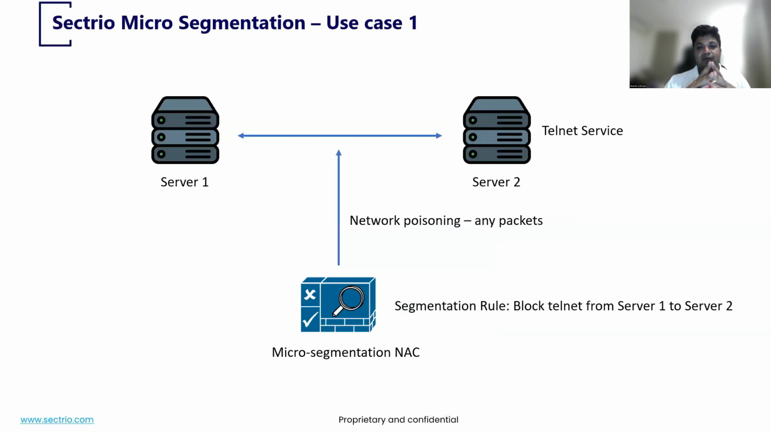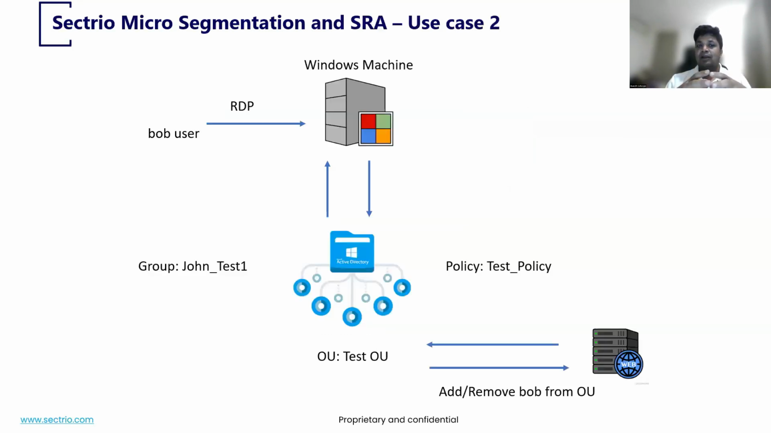Just to give you a use case, if there's a server from which we are trying to access another server, which is running a telnet service, we can have asset-based policies set up where we can set up segmentation rules to block any telnet from specific server 1 to server 2. Very basic example, but this is something that we can achieve using the micro segmentation module.